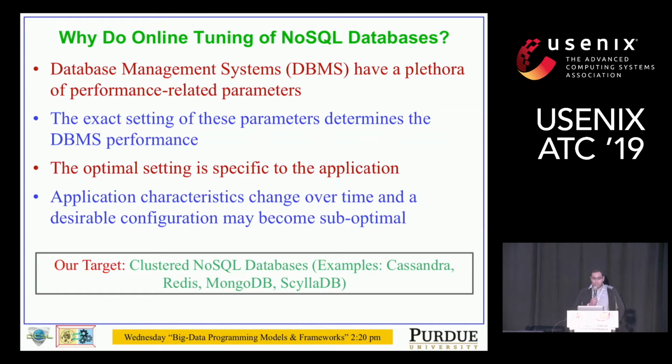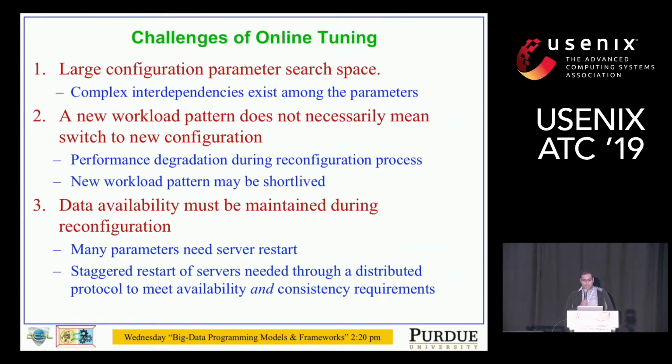So our target is to reconfigure clustered NoSQL databases at runtime, such as Cassandra and Redis, for globally optimized performance, as well as maintaining data availability and consistency requirements. And this is where all the related work that we compare to in the paper fails.